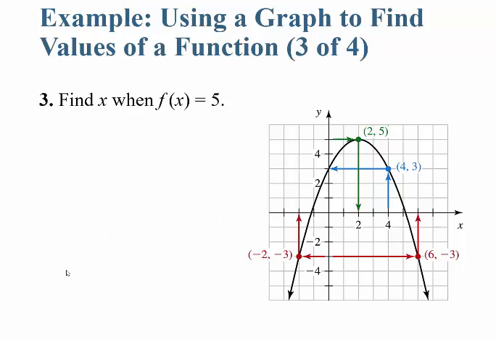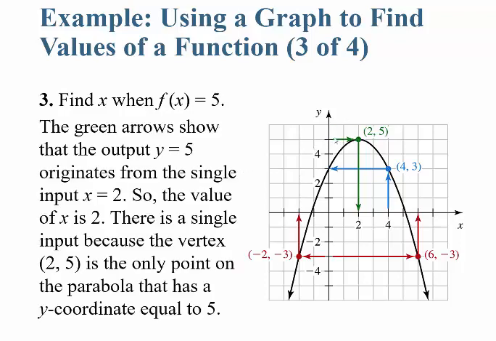All right, similarly, let's find x when f of x is equal to 5. So the green arrow here shows that the input y equals 5 originates from a single x value. There's only one point on the graph, and I'm going to go down and find the x value, which is 2. So there is a single input here because this is the vertex.